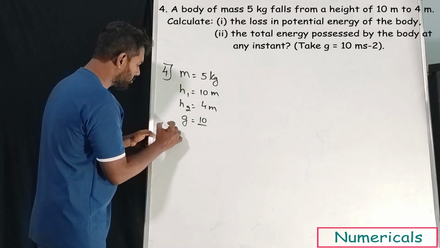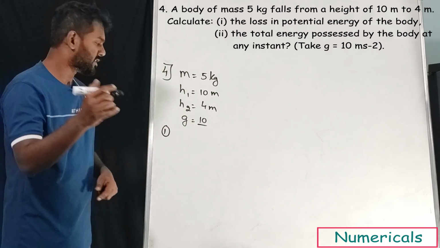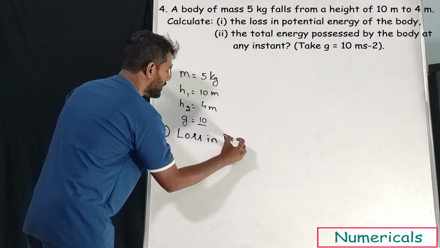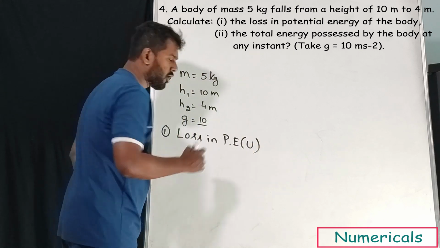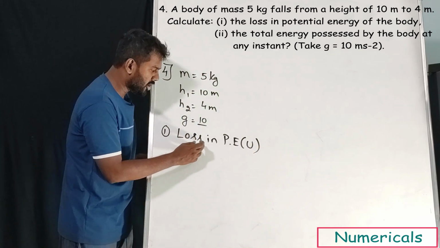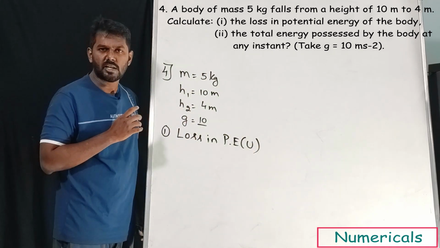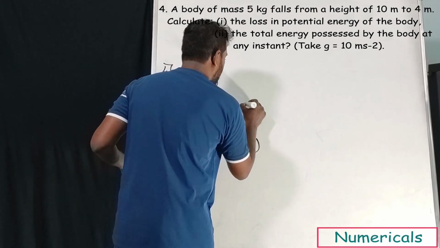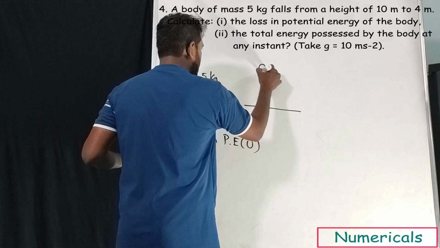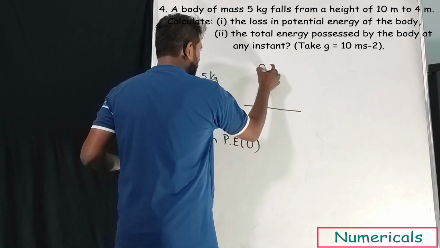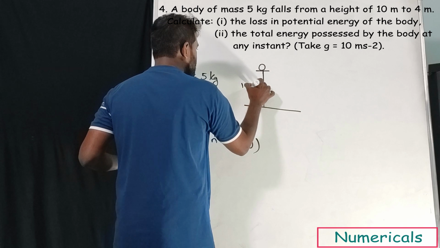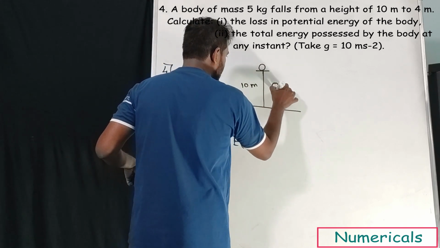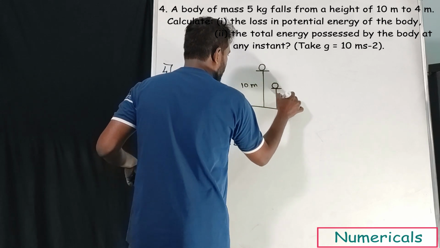Now first one we have to calculate the loss in potential energy, or U. What do you mean by loss in potential energy? See, here at the 10 meter, first we will write the diagram, then we will understand. Assume an object or a ball is somewhere here. The height is 10 meter. Now from here it has fallen down to somewhere here, that is 4 meter.